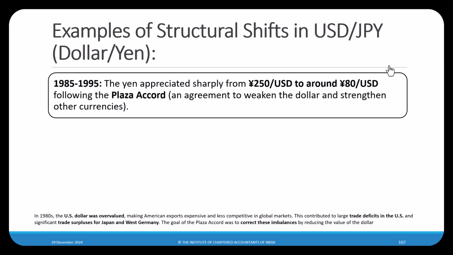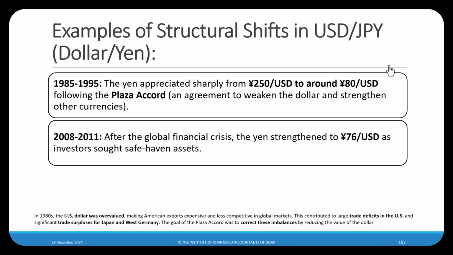In 1985 to 1995, the yen appreciated sharply from 250 to 80 yen per dollar, following the Plaza Accord, an agreement to weaken the dollar and strengthen other currencies. So in the 1980s, the US dollar was overvalued, making American exports expensive and less competitive in global markets. This contributed to a large trade deficit in the US and significant trade surpluses in Japan and West Germany. The goal of the Plaza Accord was to correct these imbalances by reducing the value of the dollar. So certain countries became a part of it, and they operated this Plaza Accord.